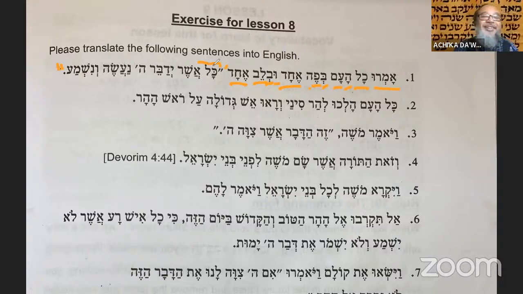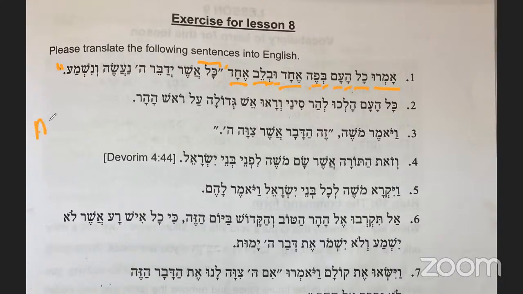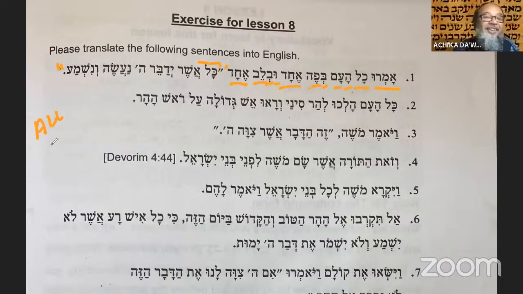Where's the first word? All. And then asher means that or which. Yod is he. Spoke or has spoken. Here they put this, but that really means Yahweh, because they don't say his name.